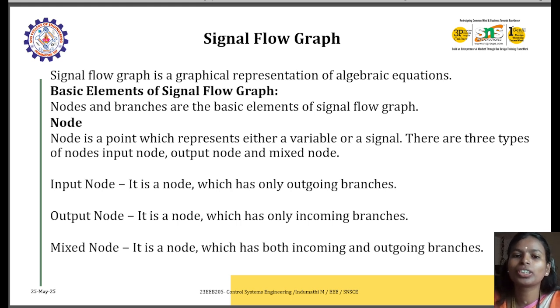Here, nodes and branches are the basic elements of a signal flow graph. A node is a point which intersects two or more branches, and there are types of node. An input node is a node which has only outgoing branches, and next comes the output node, which has only incoming branches. A mixed node has both incoming and outgoing branches.